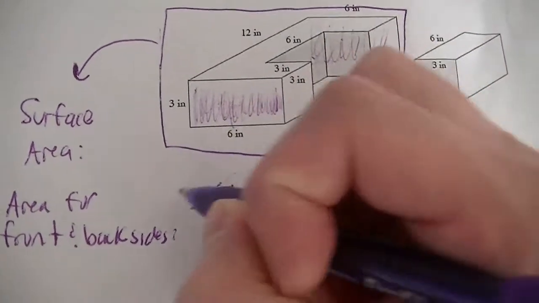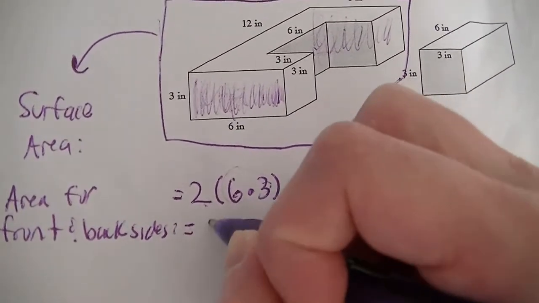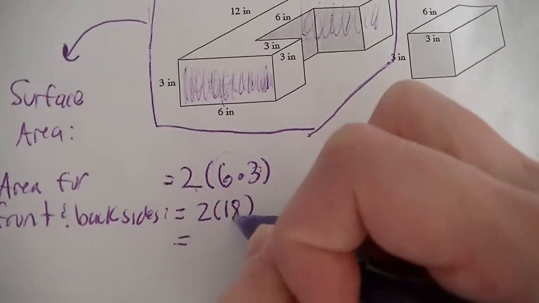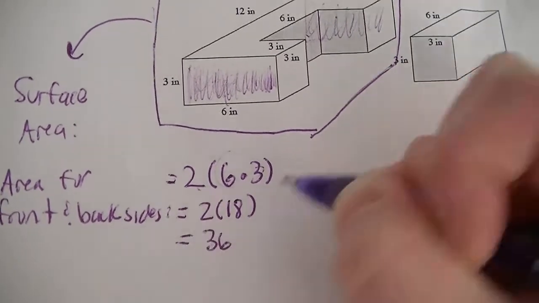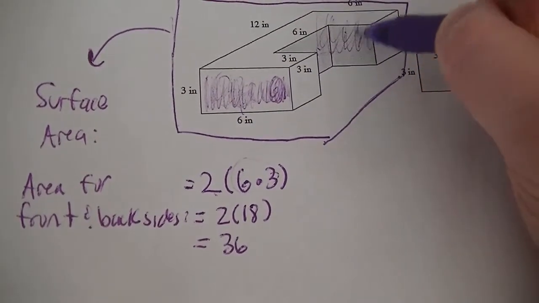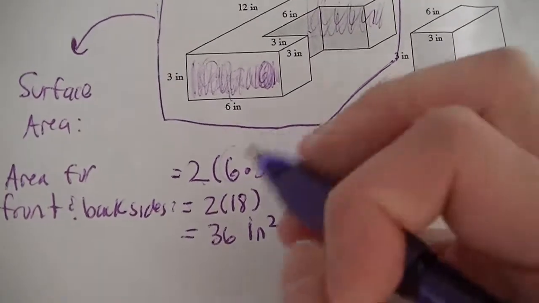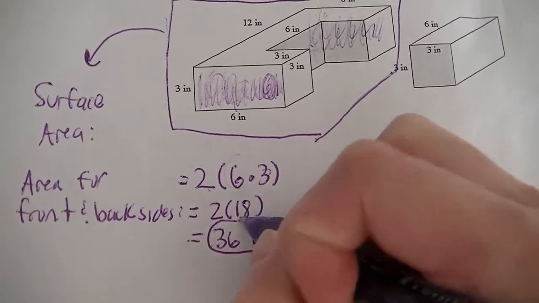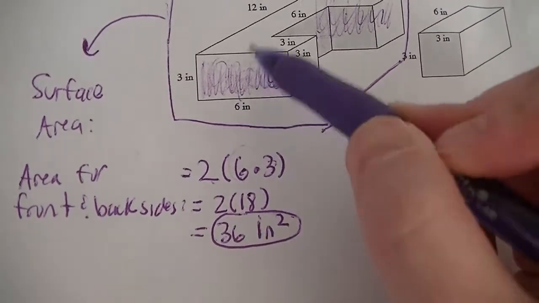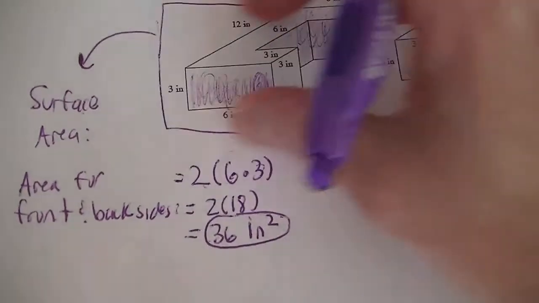Okay, 6 times 3 is 18. So I have 2 multiplied by 18, and 2 multiplied by 18 is 36. So the surface area of this face right here and the one back here combined is 36 inches squared. I'm going to circle that to remind myself that those are 2 of the faces I'm going to need to add at the very end to find the total surface area of this prism.